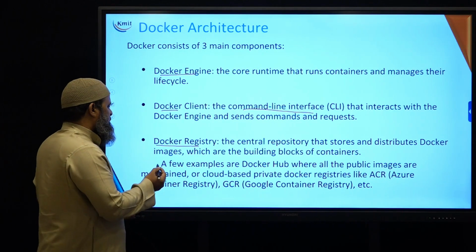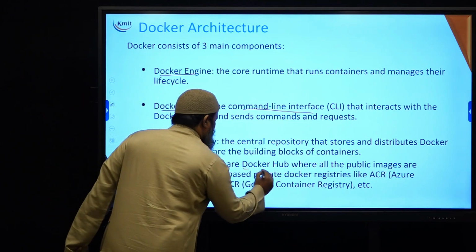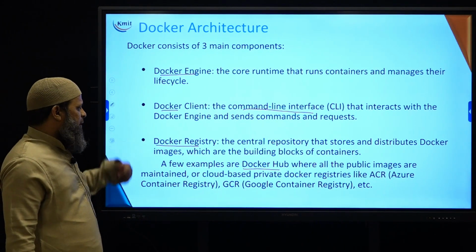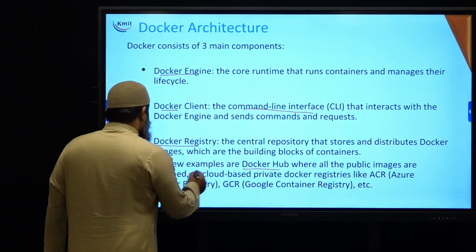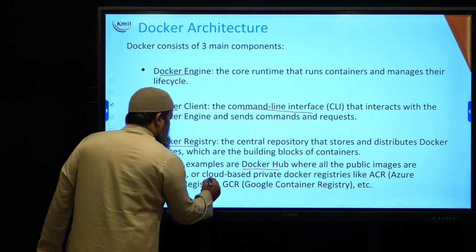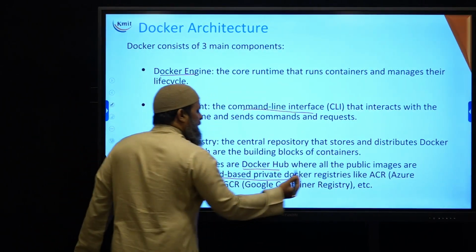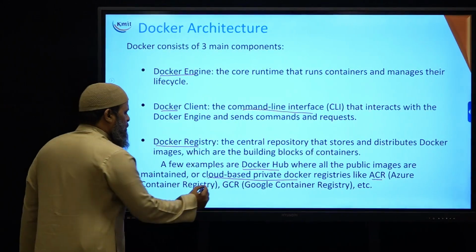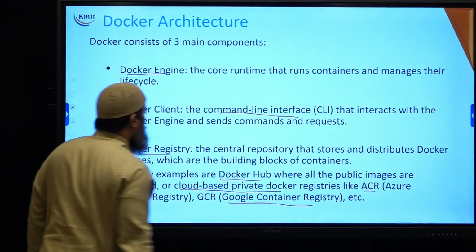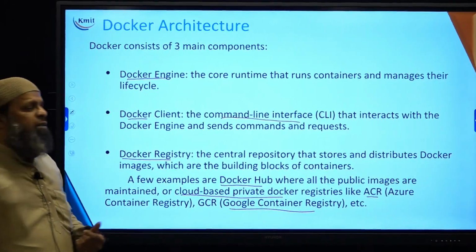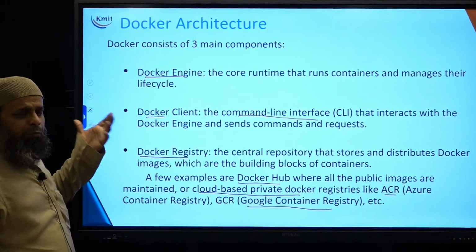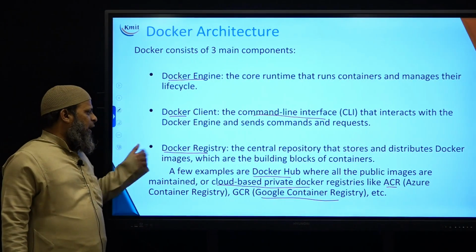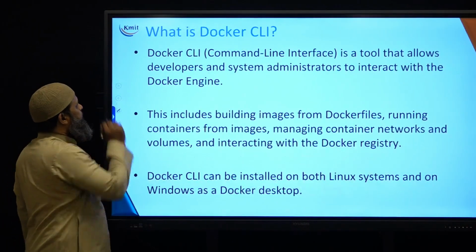A few examples are Docker Hub. Docker Hub is a repository where all the public images are maintained, or cloud based private Docker registries, like we have Azure Container Registry, and for Google, we have Google Container Registry. So, these three things make up Docker. If Docker, then you should be having the Docker engine, the Docker client and the Docker registry.